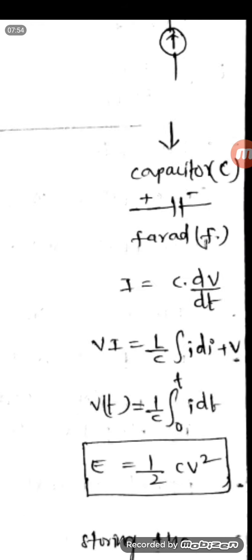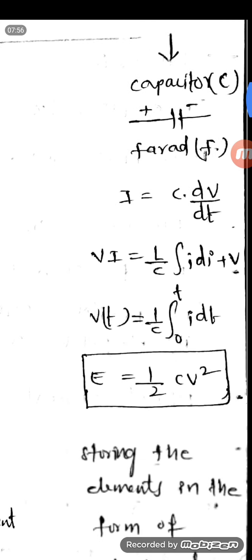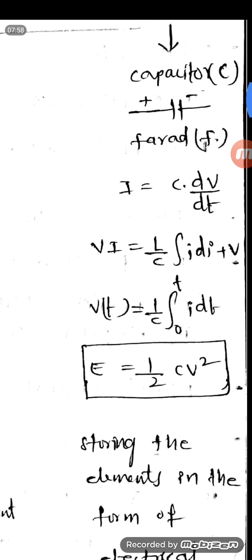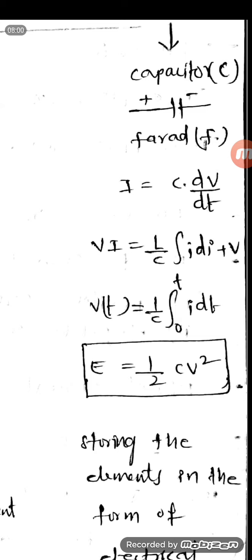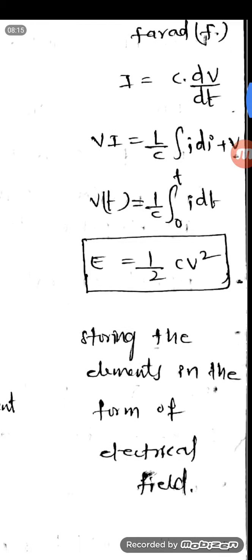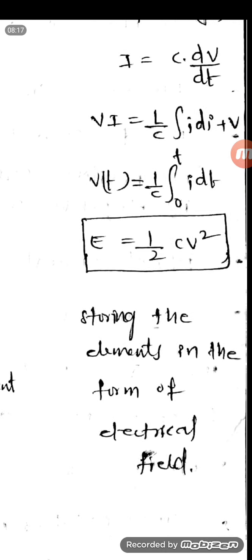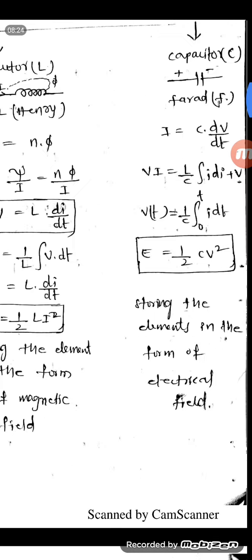I is equal to C dV by dt. V is equal to 1 by C integral I dt plus the initial value. V of t is equal to 1 by C integral 0 to t I dt. Here also the energy equation is equal to half C V square. The capacitor has the property of storing energy in the form of an electric field.